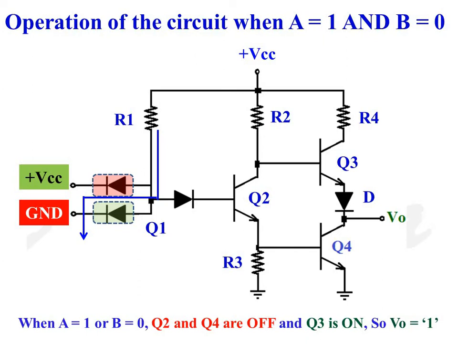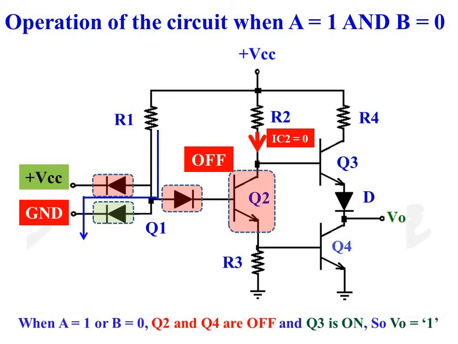So we can say that transistor Q1's collector base junction is not conducting, or it is reverse biased. So base current of transistor Q2 is equal to 0. So transistor Q2 is in the off condition. As transistor Q2 is off, its collector current is equal to 0. So emitter current of transistor Q2 is equal to 0, or base current of transistor Q4 is equal to 0. Transistor Q4 is in the off condition.